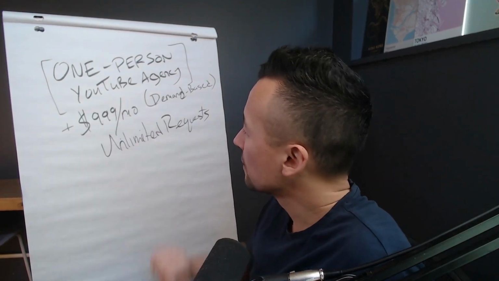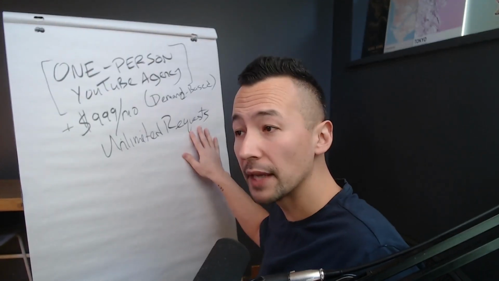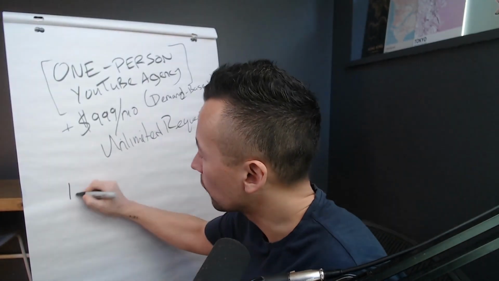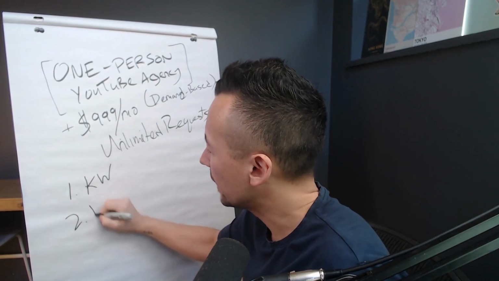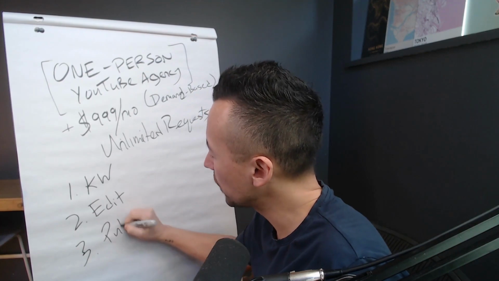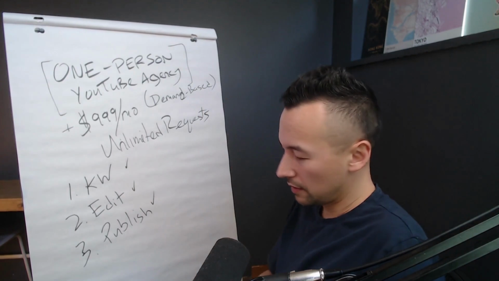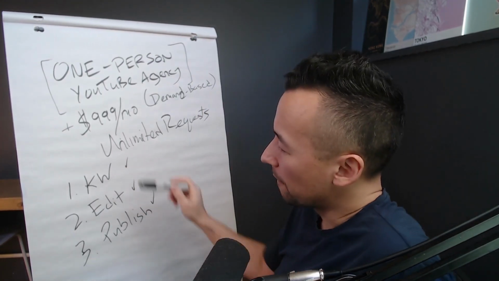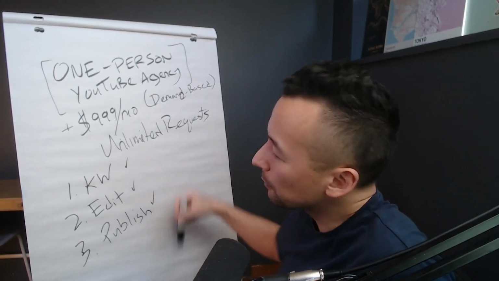Okay? Let's say I have a client. They're going to pay me $1,000 a month every month. They're going to ask me for different requests. What might those requests be? Well, first, get me some keywords. Second, edit. Third, publish. Remember, we just talked about this stuff. It's very simple. They're going to record it. They're going to follow your keyword advice. You're going to edit it and you're going to publish it. And that's all you could do. You could just keep rolling through this.